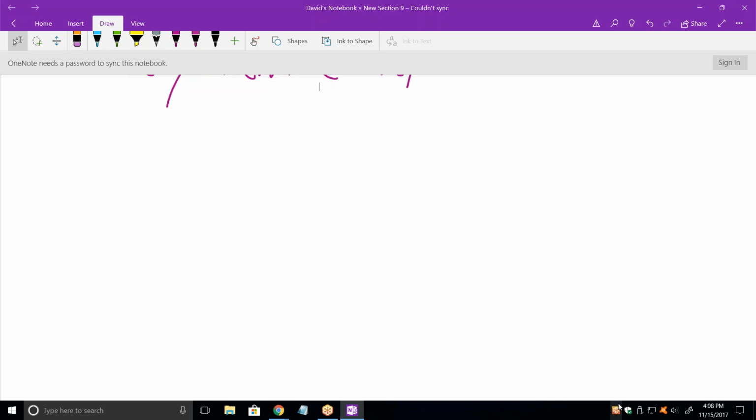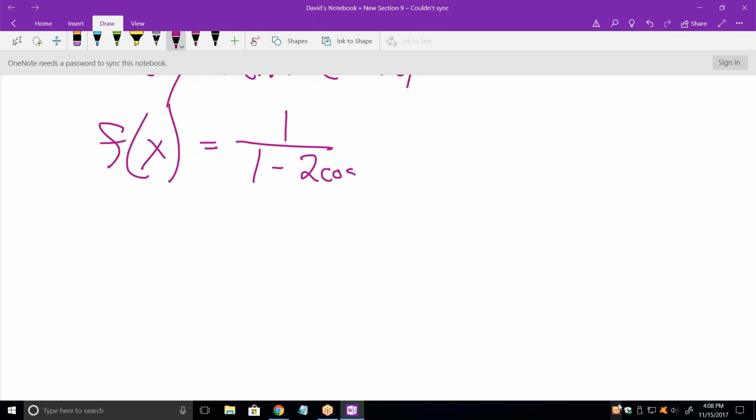Okay, so we'll start with this one, I guess. So it's just taking the derivative, and it's going to be 1 over 1 minus 2 cosine x. That it? Yes. Okay. We can't do much with that. We can't really split it up.